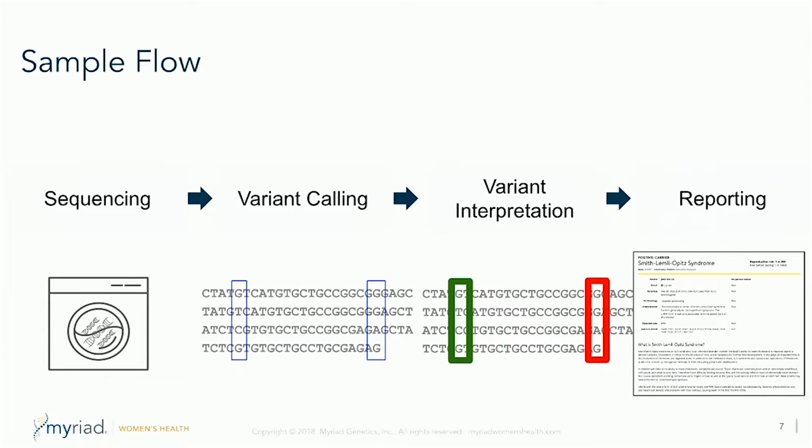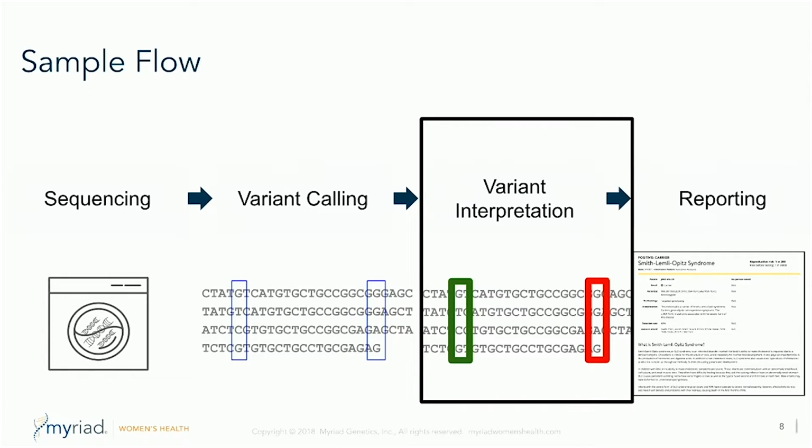Variant interpretation is the step to determine which variants are disease-causing or not. Not all variants are actually disease-causing, and so we need to find the ones that are and actually calculate risk as well in this step. So finally, once we have all of the interpreted information, we are ready to send the report to the patient. In this talk, I'm going to focus on how we use GCP for the problem of variant interpretation.